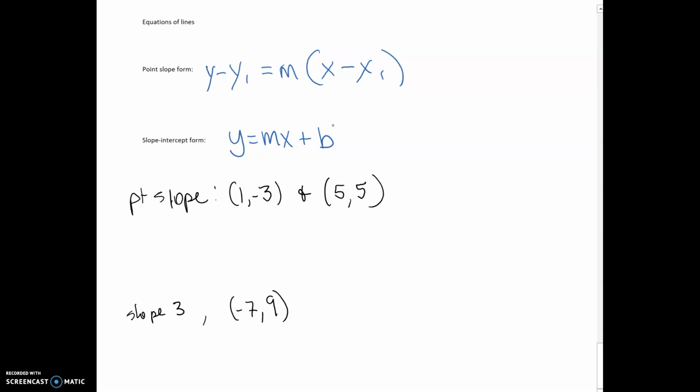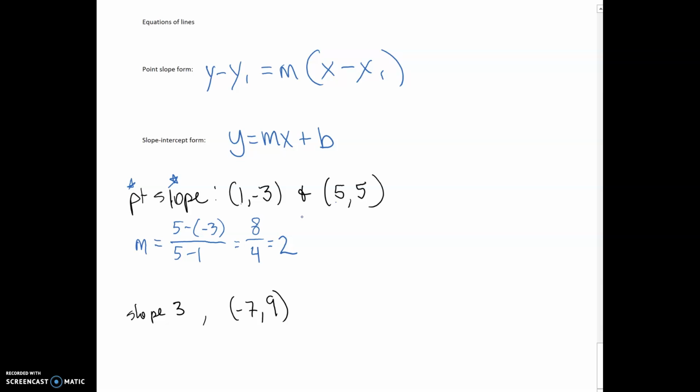Number 8 asks for the point slope form of an equation that goes through the 2 points (1, -3) and (5, 5). If you look at the name and think about it, we need a point, which we have 2 of, and we need the slope, which we don't have right now. But if you think back to number 7, how do we calculate slope? We take the difference of the y-coordinates, so I'm going to do 5 minus -3, and I'm going to put that over the difference of the x-coordinates, 5 and 1, so 5 minus 1. The top becomes 8, the bottom becomes 4, which means our slope is 2.